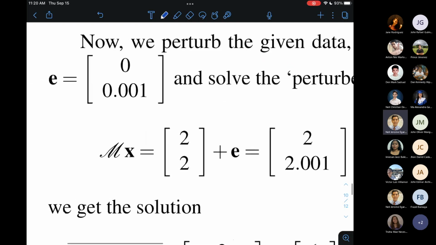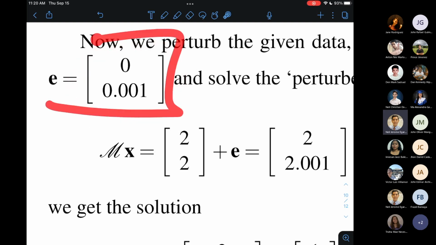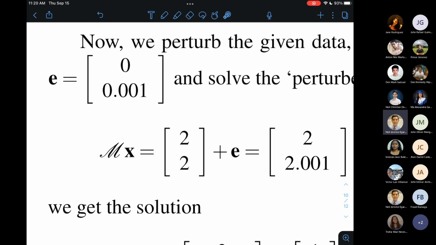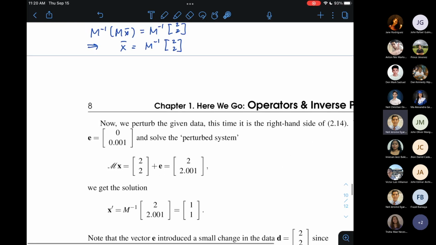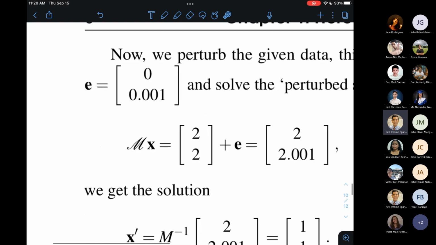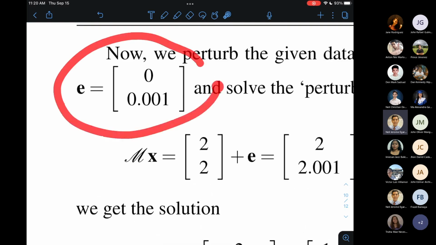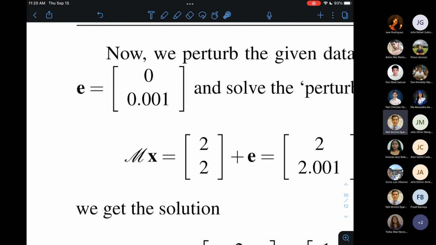Mag-consider ako ngayon ng perturbation. Kasi lagi naman ganun, tinetest natin by a noise. Halimbawa, ang consider kong specific noise ay 0, 0, and 0.001. Ito yung noise vector ko. Right? And then we compute the size, alright, mamaya na pala yung size. So ito yung noise, specific noise. Ano? So ang gagawin ko lang ngayon, titingnan ko ano yung epekto ng noise na to dun sa solution.